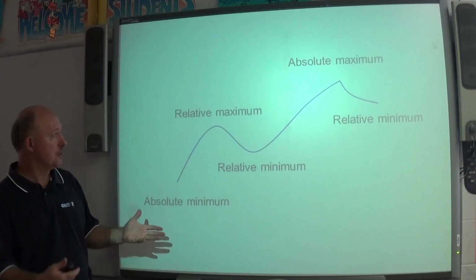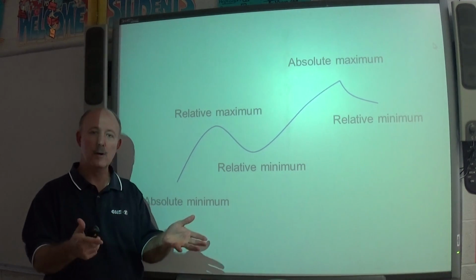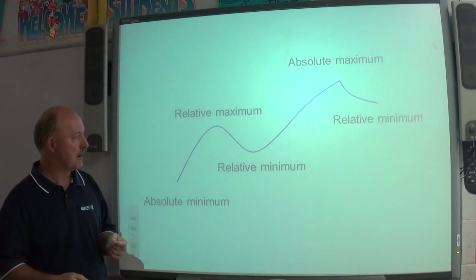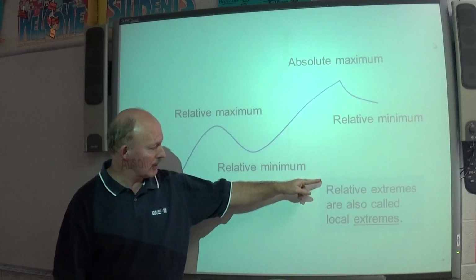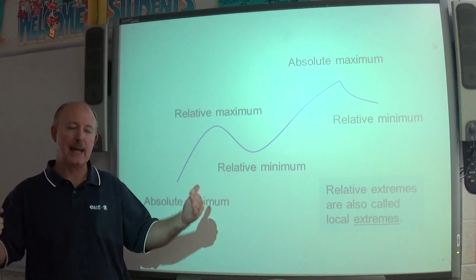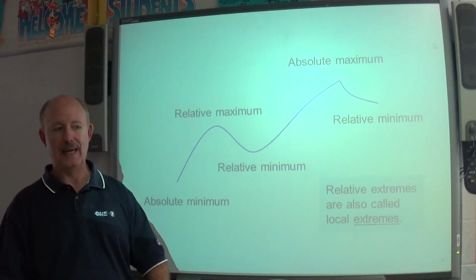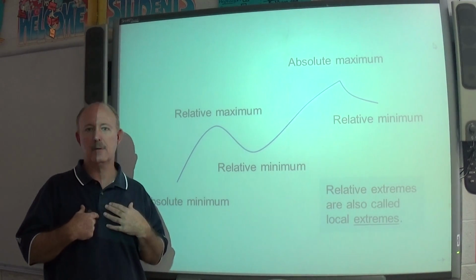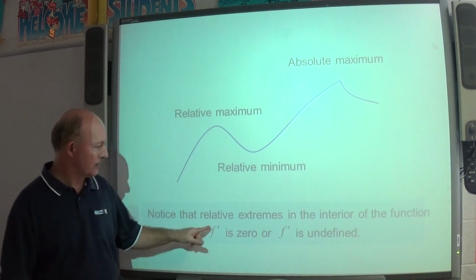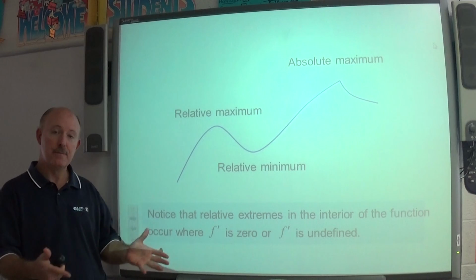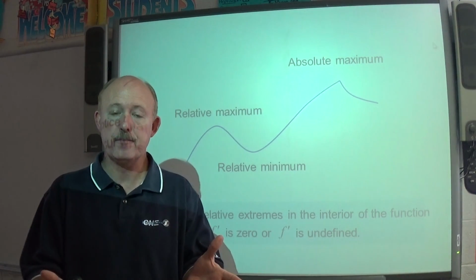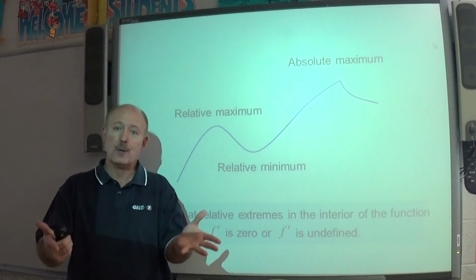So once again, a couple things I want you to notice about the graph, where relative minimum and relative maximum points occur on the interior of a function. So relative extremas are also called local extremas. Some textbooks, depending upon your textbook, may call it a local maximum or a local minimum. Okay, our textbook uses relative maximum, relative minimum. Right. Now also you'll notice that the relative extremes in the interior of a function always occur where the derivative is equal to 0 or where the derivative doesn't exist.